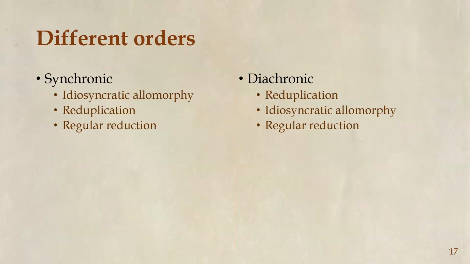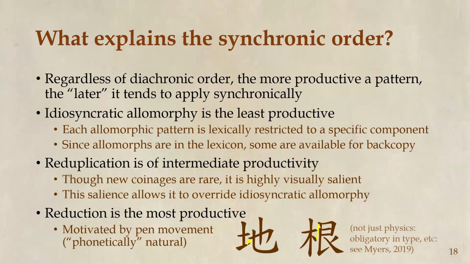So synchronically, idiosyncratic allomorphy comes before reduplication. Diachronically, reduplication came before idiosyncratic allomorphy. So the order of those two patterns is reversed. Both of them have regular reduction last. So what explains this synchronic order? Diachronic order doesn't explain it directly.